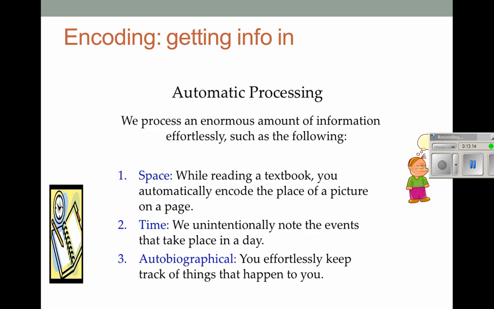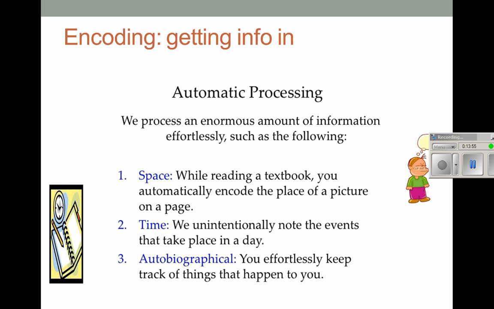It does this 3 different ways, through space. All right, so for example, when you're reading a textbook, did you know that you will automatically encode, so you'll automatically in your mind record the place of a picture on the page? I didn't even realize that we do that, but apparently we do. So for example, think of a time when you were taking a test and you closed your eyes and you were trying to remember something back in a book because you saw a chart or something on one page that could really help you, and you're trying to close your eyes and think back to that chart on that page. You're able to do that because your brain automatically did that. All right, it automatically got that information in.